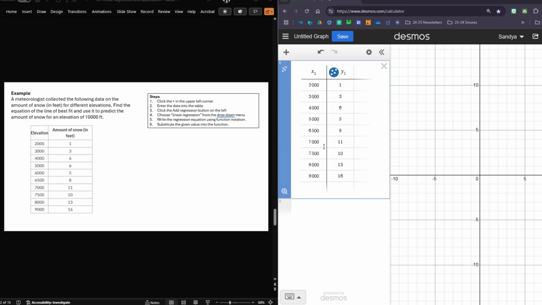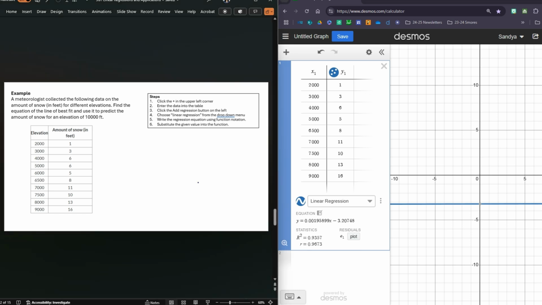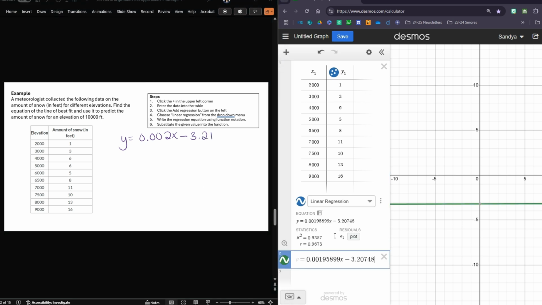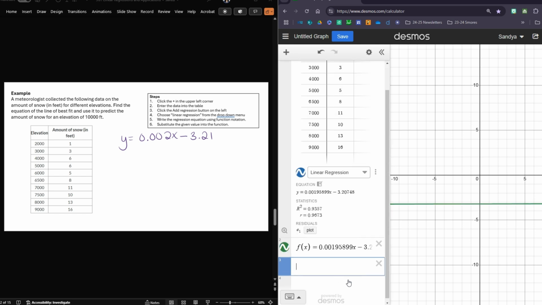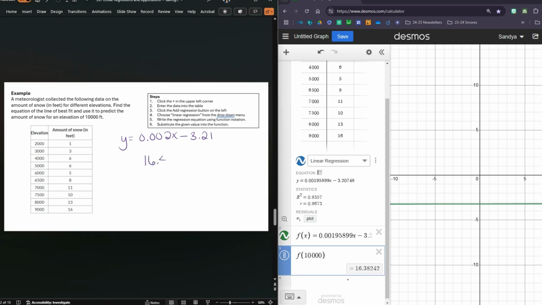So you can see here I have my table of values. I'm going to click this add regression button on the left. And then you can see here I have my linear regression equation. So I'm going to write that down. I'm going to round. So I have 0.002x minus 3.21. And we're going to click this button right here to the right of where it says equation. Then I'm going to replace that y with f of x. And in the next row right here, I'm going to do f of 10,000. And you can see here it gives me about 16.4 feet of snow as my answer.